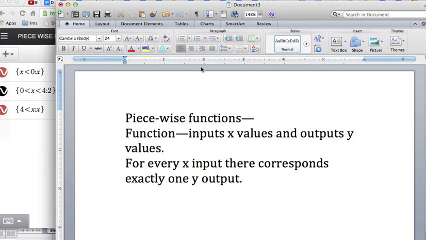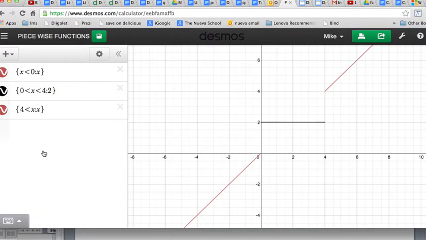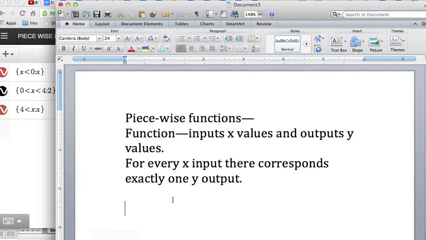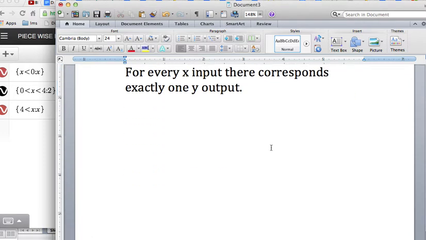So if we think about the piecewise function that we created here, that was looking at y equals x for x less than 0, y equals 2 between x being 0 and 4, and y equals x as long as x is greater than 4, we could think about, well, how would I write that? How do I write that in function notation?